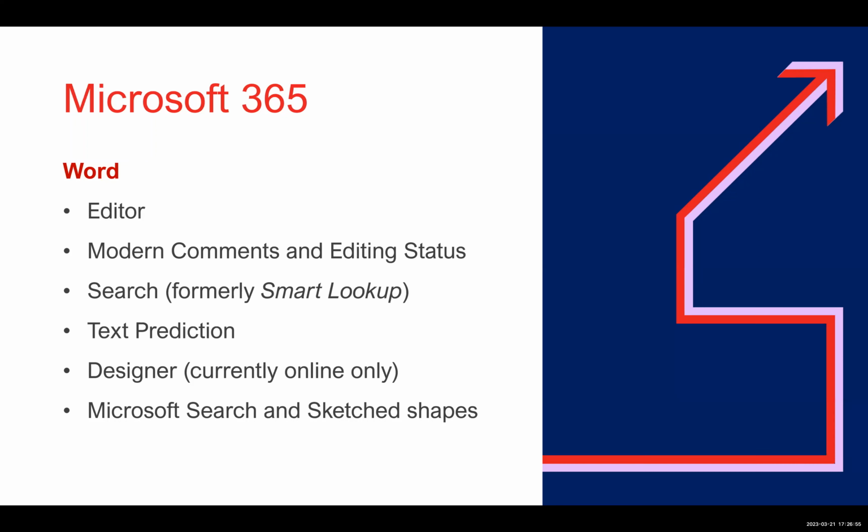Search, which used to be Smart Lookup, is searching for information that you can pull into a document. Text prediction. Designer, online only, and Microsoft has kind of switched the way they do things. They used to put new features in the desktop version, and then some of those features might make it to the online version. Now they've switched that up, where almost all the new features go to the online, browser-based version of the Microsoft 365 apps first, are tested out there, and then get rolled into the desktop version.